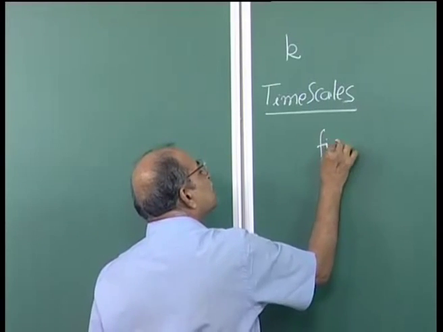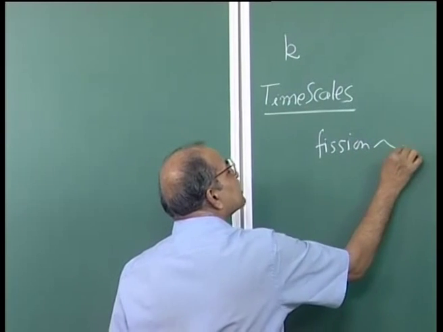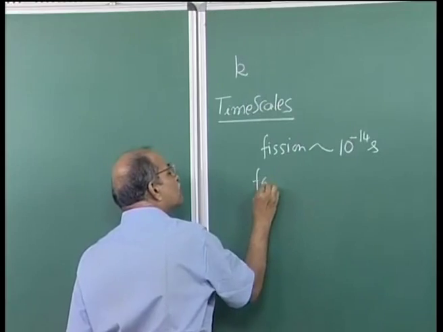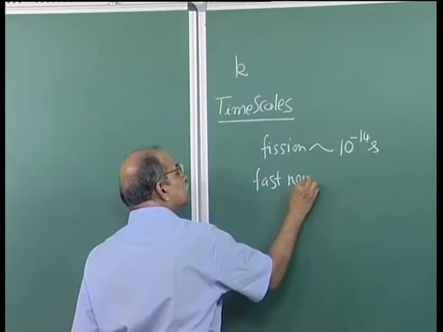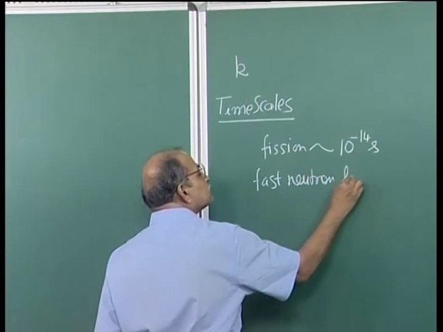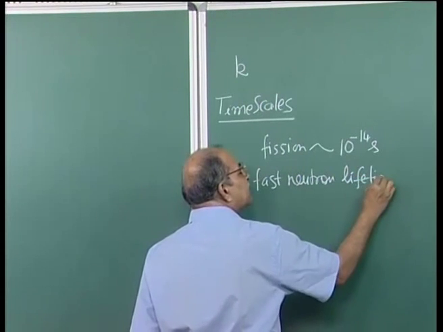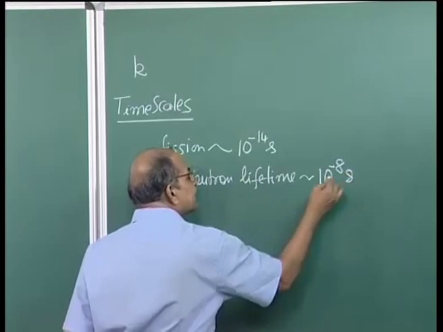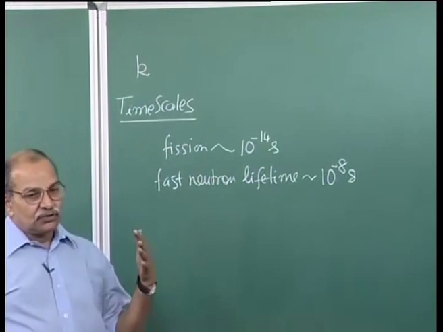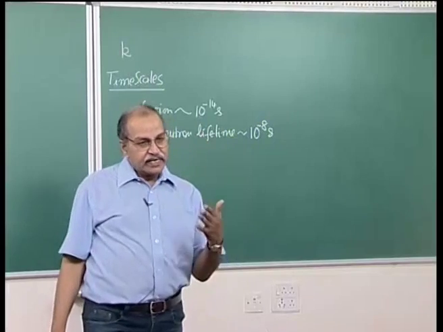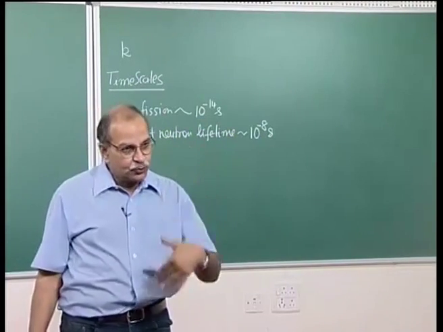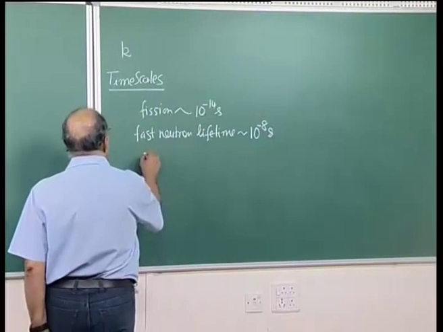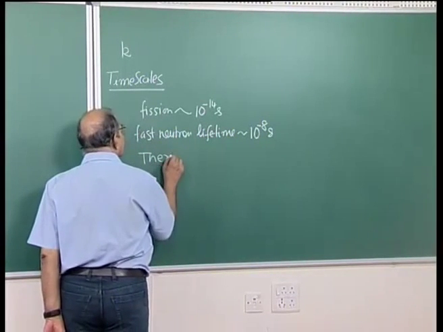So, fission itself may take very small time, but then the fast neutron lifetime in a typical case may be something like 10 to the power minus 8 second. Then they go to the moderator and their energy is reduced because of the collisions in the moderator, and that thermalization will take some time.